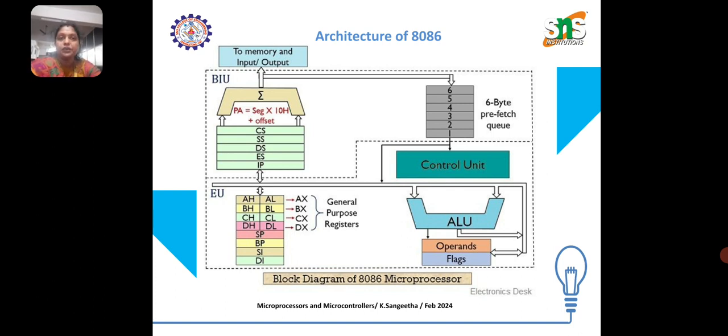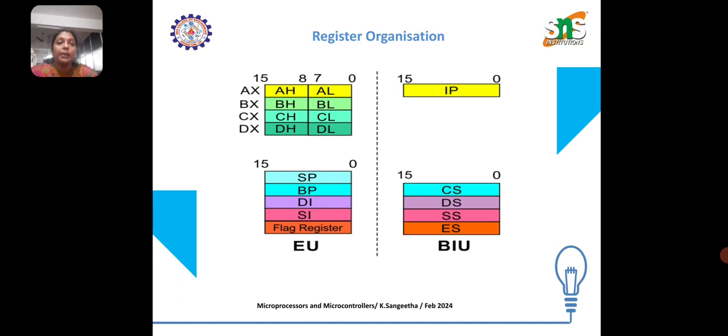In the last video we discussed the architecture of 8086. I explained the BIU unit, EU unit and various registers. In this video we are going to see the register organization in detail. There are 14 registers, and 4 are general purpose registers.